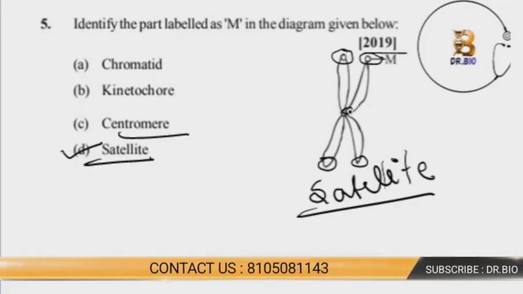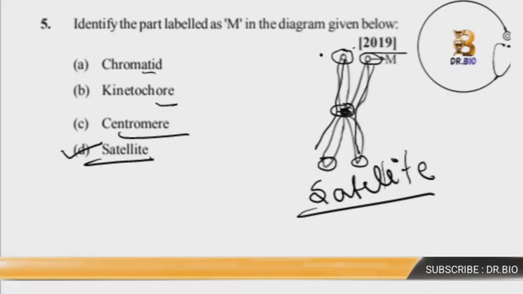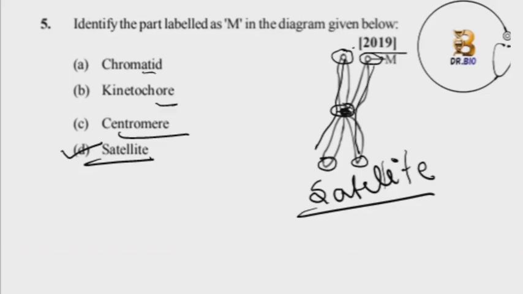Centromere is at the center, kinetochore is covering the centromere, and chromatids are these elongated structures, right? So satellites are present at the tips, we can say it easily. Okay, moving to the next question.